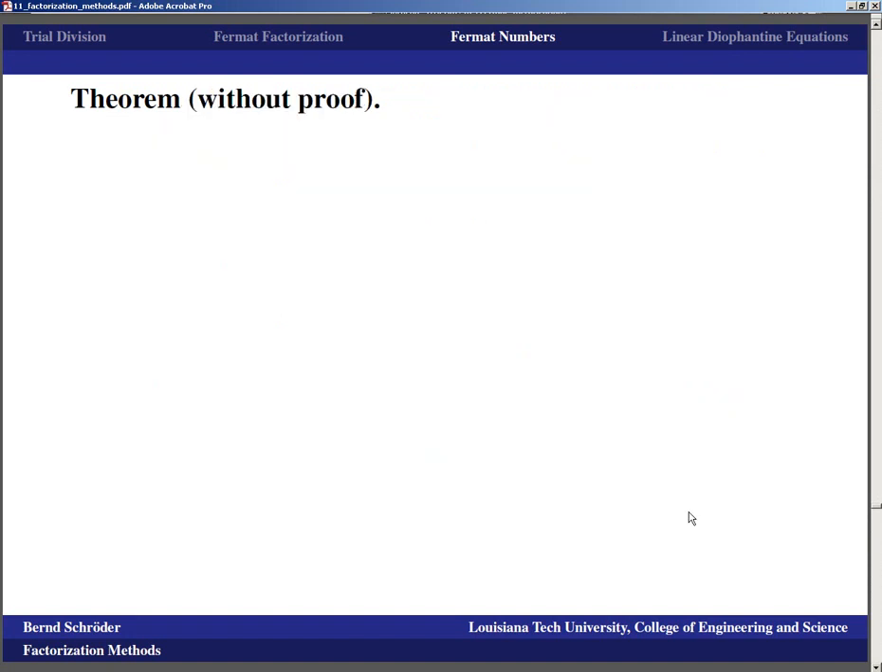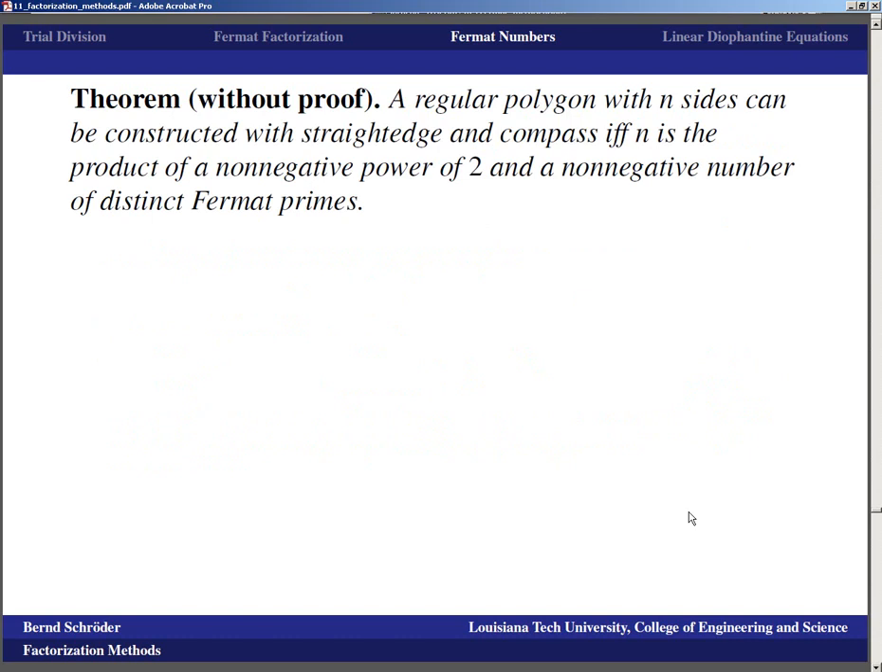Okay, a theorem that we're going to state without proof. Fermat numbers, they look really weird. They look like a plaything, but all of a sudden, here's a very deep result from geometry that talks about a regular polygon with n sides, and when it can be constructed with straight edge and compass, which is a classical problem dating all the way back to the ancient Greeks that us mathematicians are so fond of.